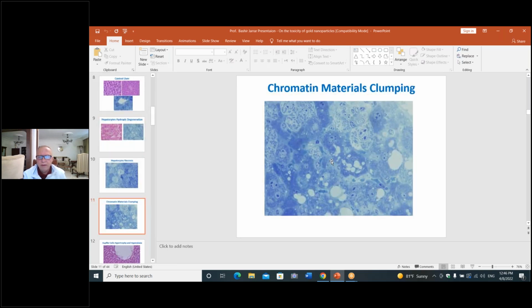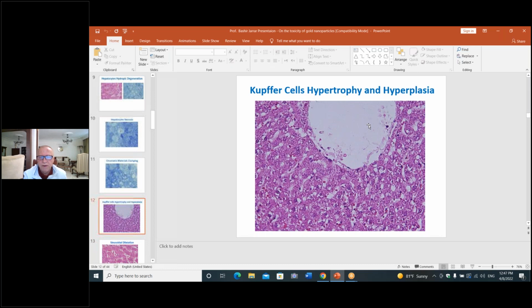Here we have chromatin material clumping. Here, this is one hepatocyte, and this is another hepatocyte. Here, this is the nucleus. As you see here, there is a clumping of nuclear materials in the nuclei of some hepatocytes, and this is abnormal, and this will affect the function of the nucleus, the function of the DNA. As you know, the DNA is the master of the cell. It directs everything in the cell concerning the cell functions.